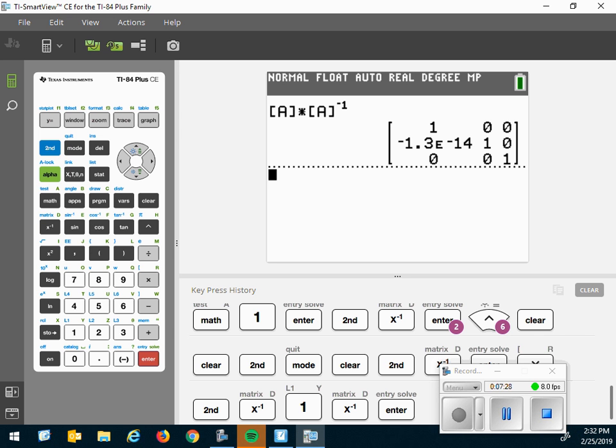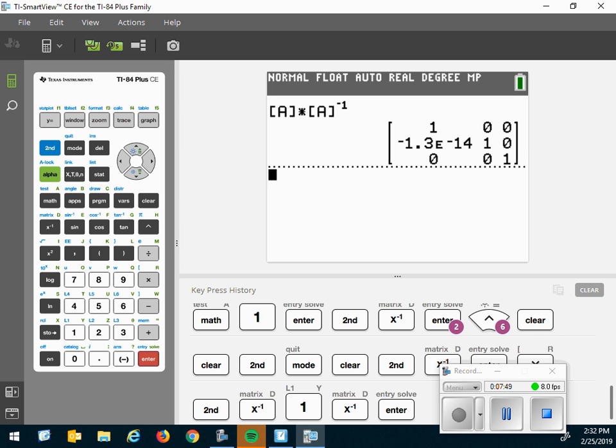Now listen to me. Remember that E means times 10 to the? When you see times 10 to the negative number, it's 0. That's a pixel glitch. That's 0. So you get the identity matrix.